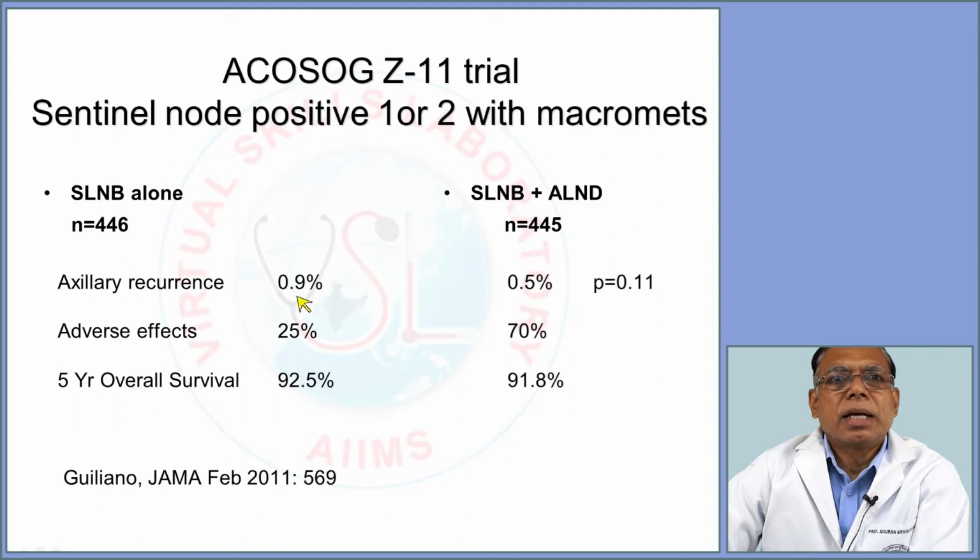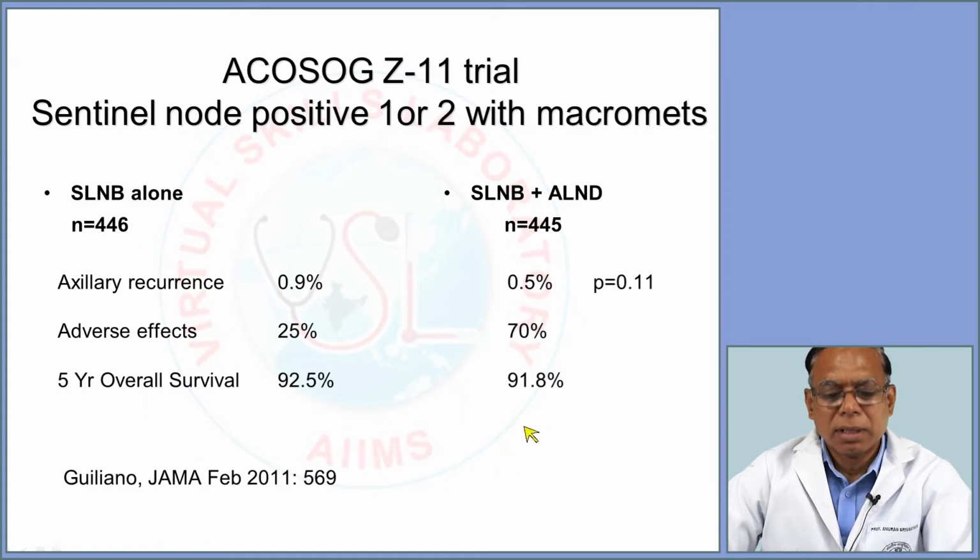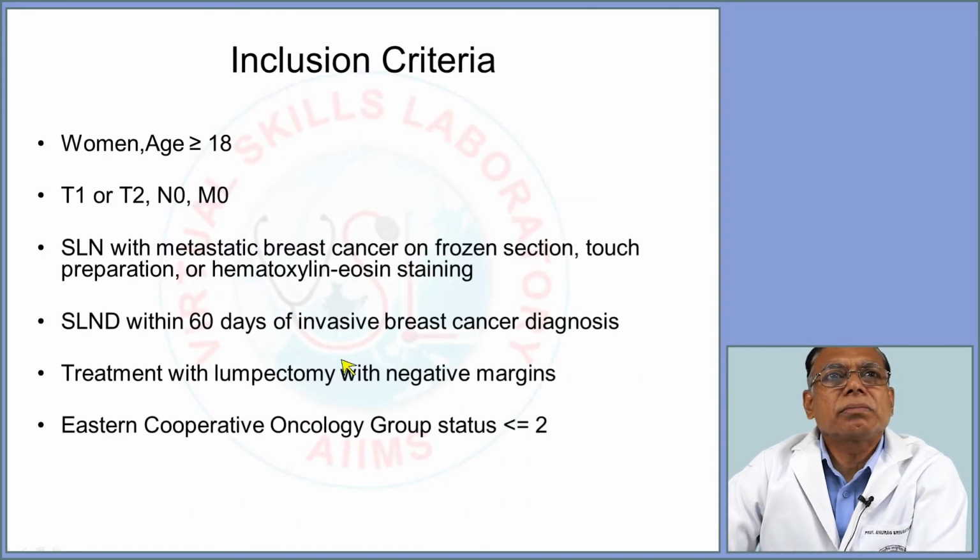Giuliano. Axillary recurrence occurred in 0.9% of women who had sentinel node biopsy alone, as opposed to 0.5% following full axillary node dissection. The adverse events, in the form of lymphedema, shoulder dysfunction, etc., were much less: only 25% in the sentinel node group and 70% in axillary node dissection. Overall survival was 92% in the sentinel node arm and 91.8%, exactly similar survival in both the groups.